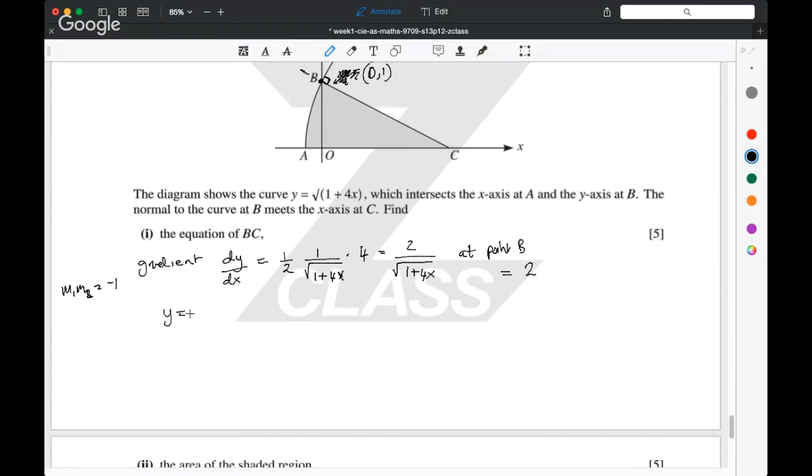So we've got y is equal to minus 1/2 x plus c. And we know that this line passes through the point 0, comma 1. So we have 1 is equal to c. And so the full equation is y is equal to minus 1/2 x plus 1. And that's the answer to the question.